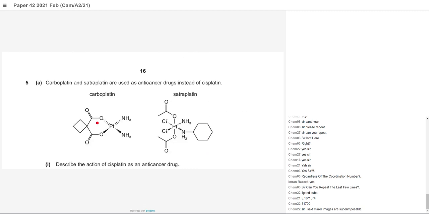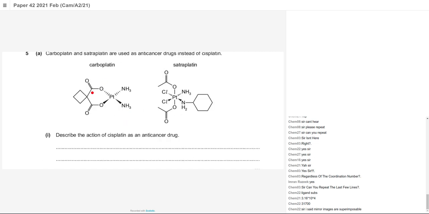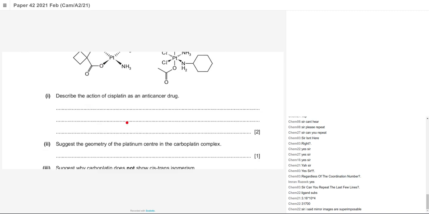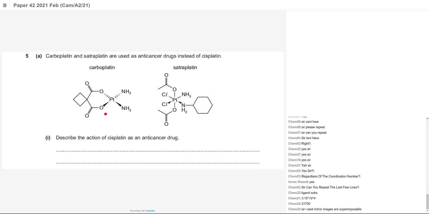Yes. The cyclic part of the bidentate ligand does not enable the formation of the trans isomer.